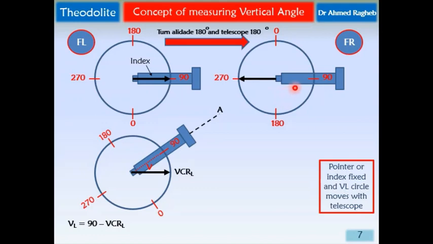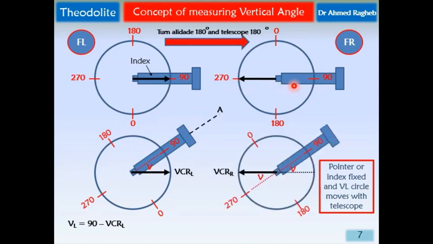We want to target the same point A. You can see that in the case of face right, if the telescope is horizontal, then the VCR equals 270 degrees. I'm going to target the same point A. What will happen? The telescope will rotate, so the vertical circle will rotate as well, and you will get a VCR at point A somewhere greater than 270 degrees.